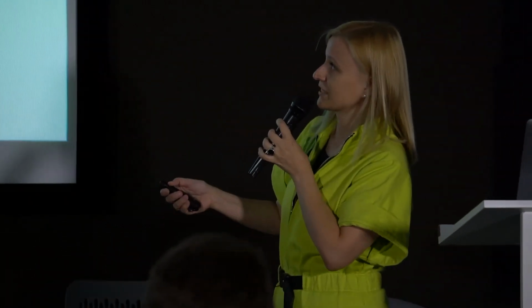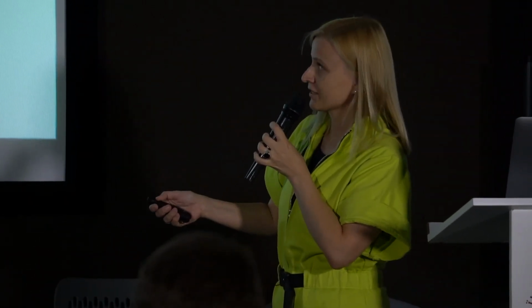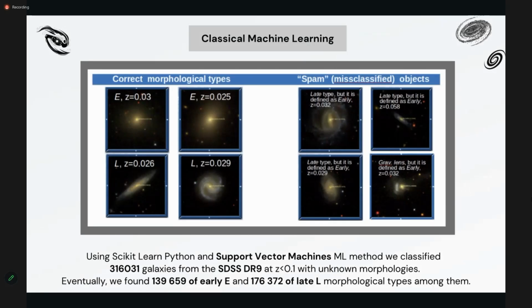And here you can see an example of a correct classification. It's an early galaxy, it's a late galaxy, like spiral, but we have an interesting misclassified galaxy. That's because we use photometrical parameters, different photometrical parameters.